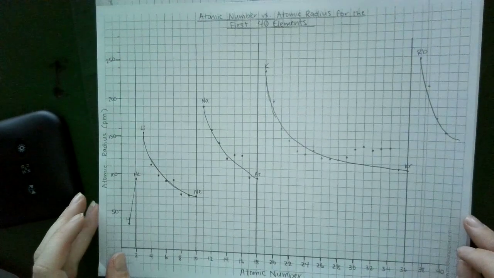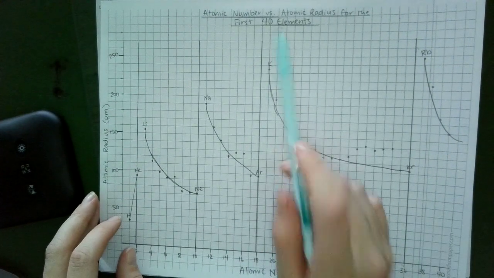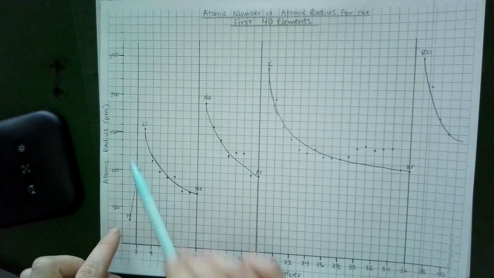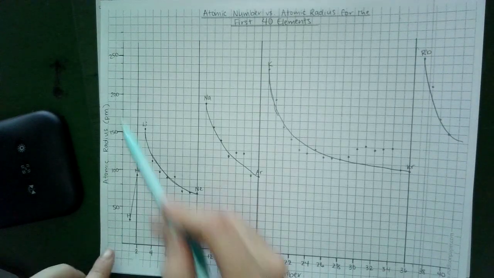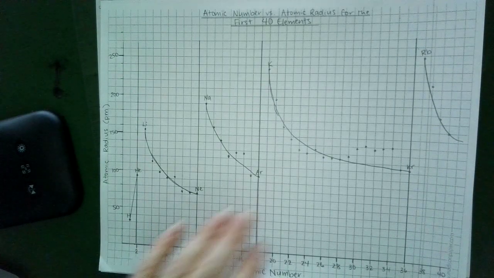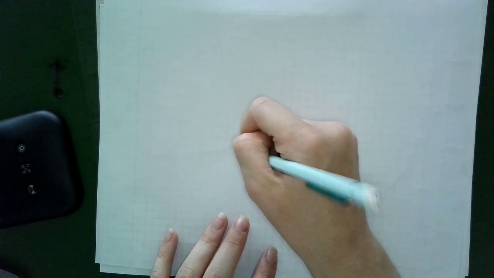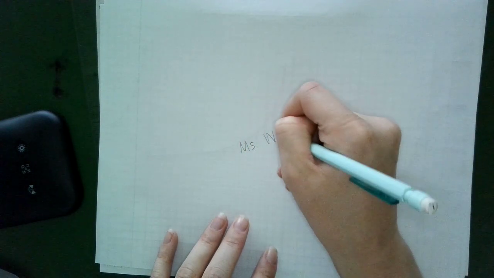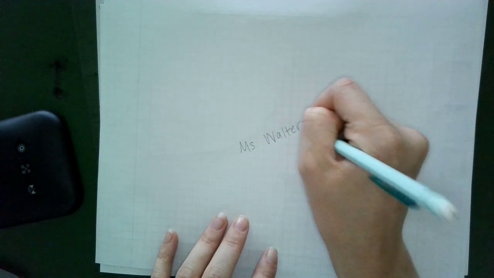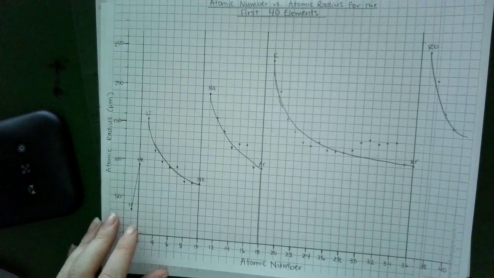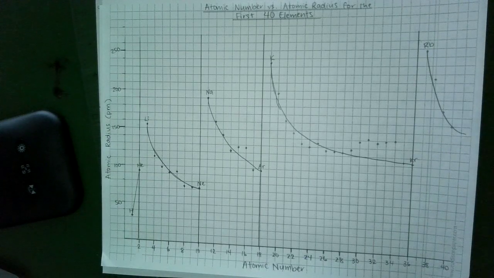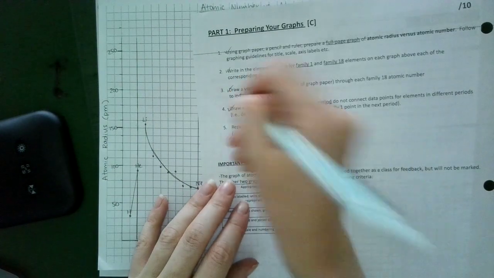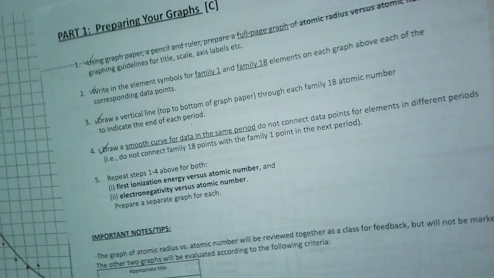Make sure that you've underlined your title. You've used rulers for both of the axes. I'm going to write my name on the back of the paper. Okay. So there you have it. I've done step number 4. Zoom in a bit so you can see.